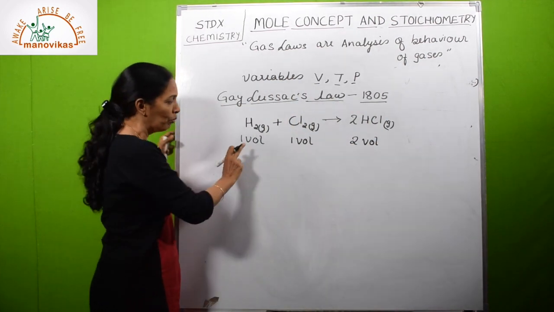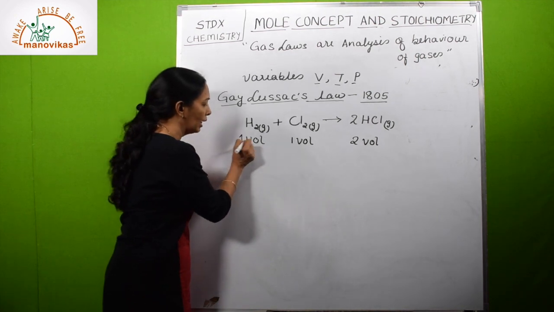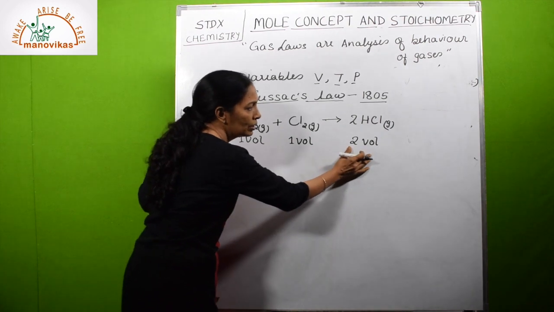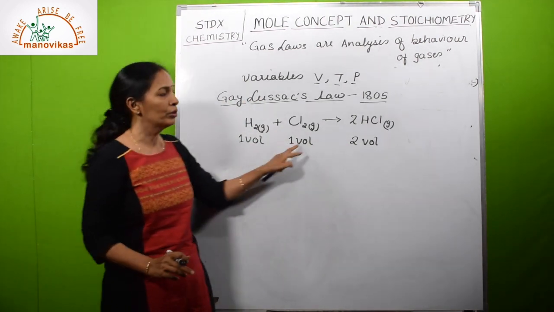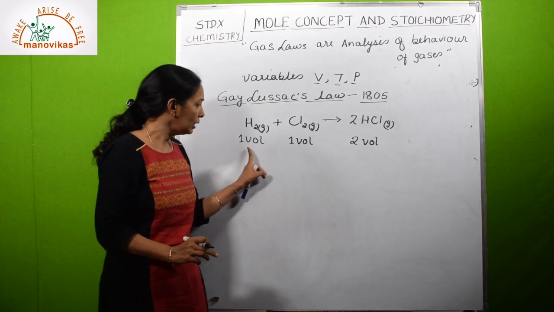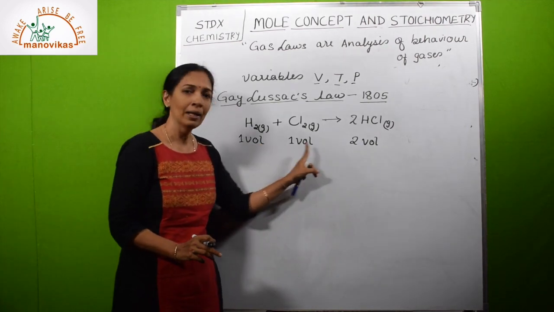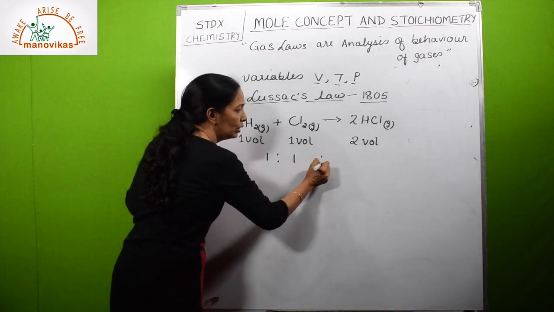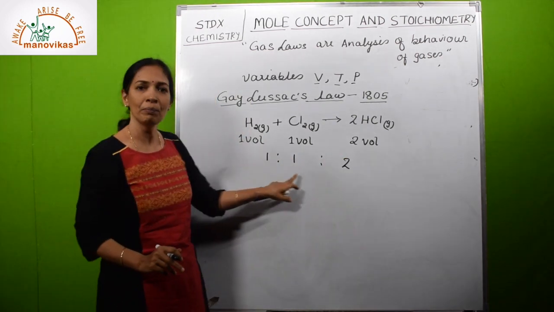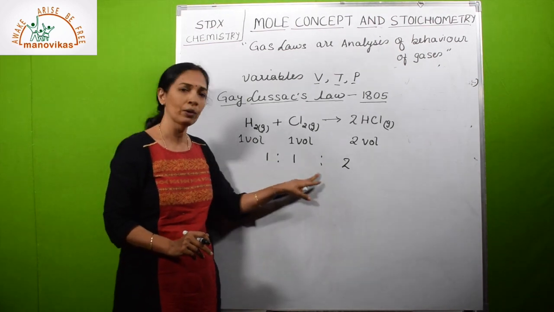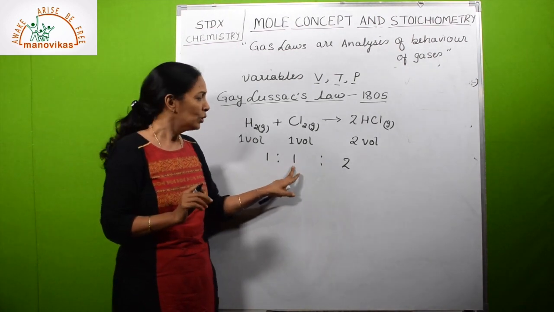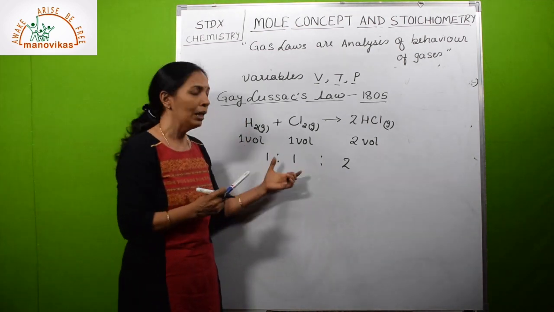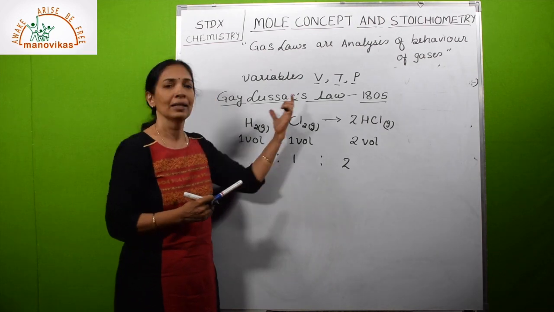Is this clear? One volume of hydrogen gas combines with one volume of chlorine gas and gives out 2 volumes of hydrogen chloride gas. Now see the volumes 1, 1 and 2. So what is the ratio? 1:1:2. So this is a simple whole number ratio. These all are whole numbers and simple smallest numbers. So there exists a simple whole number ratio. And with the help of this, we can discuss Gay-Lussac's law.